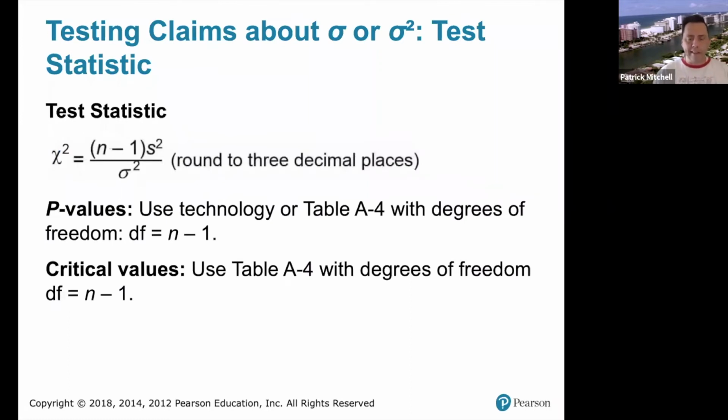Okay, so the test statistic for this kind of test is called chi-square. This symbol here is the Greek letter chi. And here is the formula: n minus 1 times s squared, so that's the sample variance, divided by the population variance. And they suggest that you round these to 3 decimal places. And we will talk about the p-value approach. To get the p-value, you can use technology, or you can use a new table, which is table A4. So I'll be showing that to you. Or you can use the critical value approach.